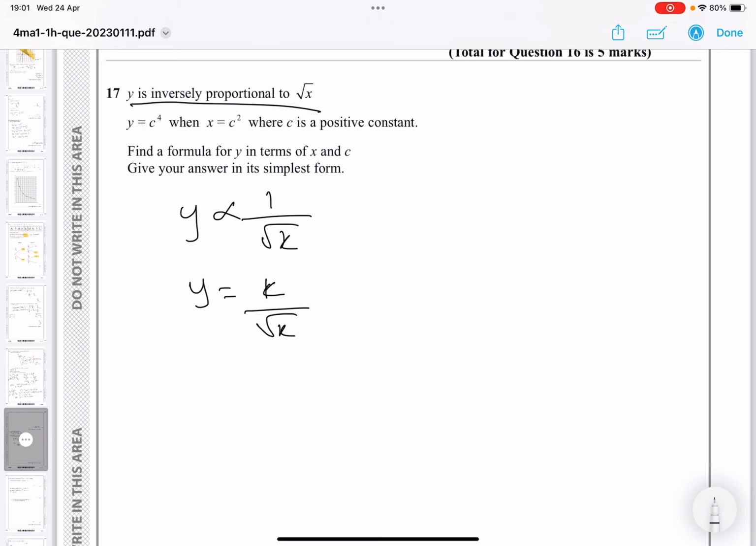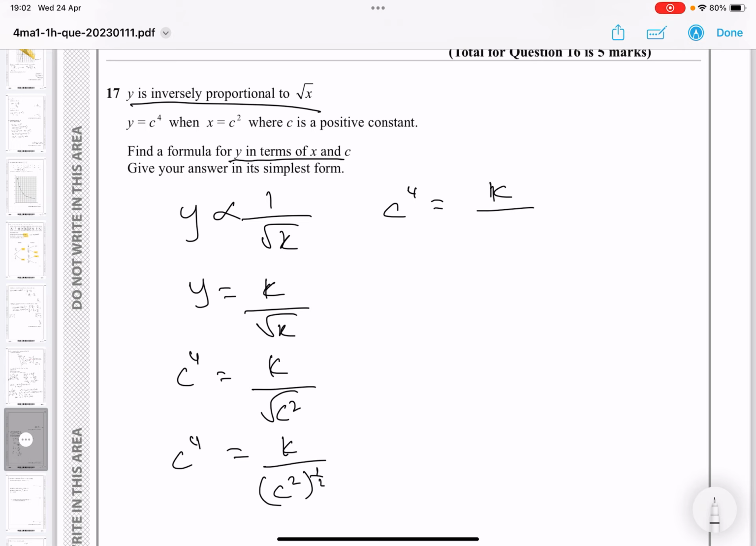Now that we have this, they've told us y equals c to the power 4 when x equals c squared, so we can substitute those in here. Our aim is to find out what k is, because we want to eliminate k. They've told us to work out a formula in terms of x and c, so they don't want any k in it. So let's work out the value of k in terms of c. y equals c to the power 4 when x equals c squared, so root c squared. Root c squared is another way of saying c squared to the power of half, because root means to the power of half. Now c to the power 4 equals k over.